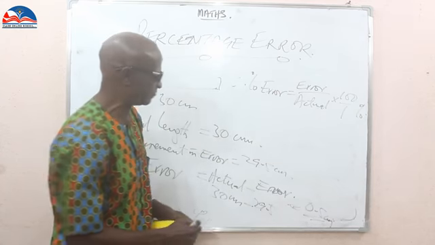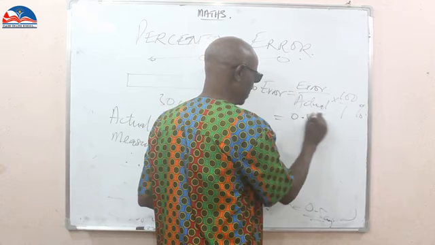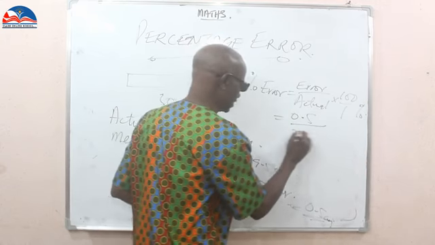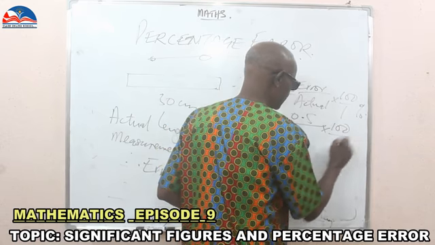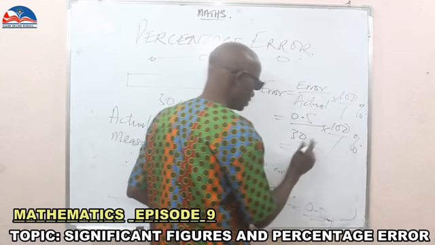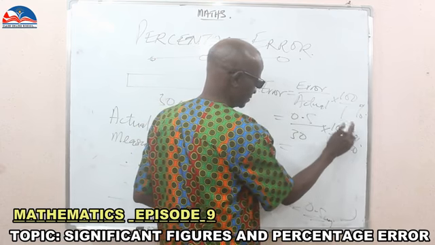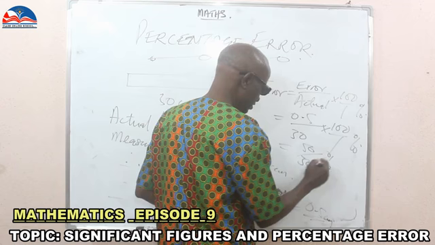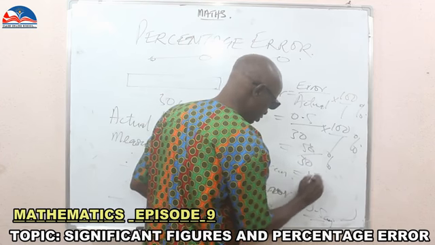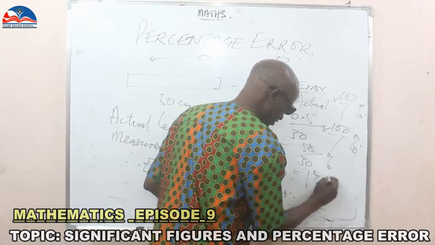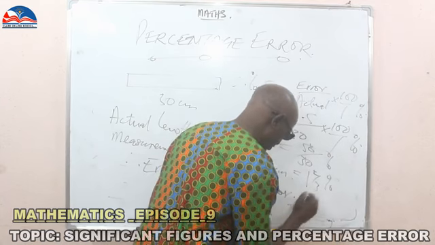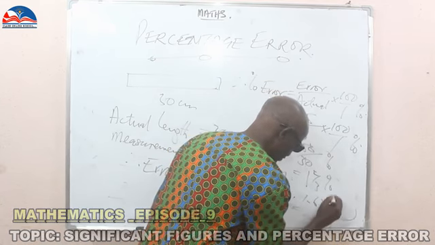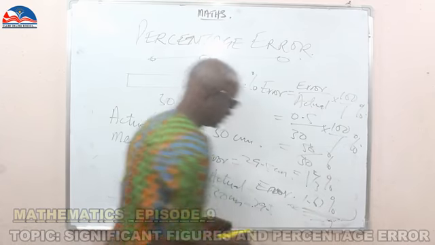For this particular case, the error is 0.5 over what ought to be, 30, times 100 over 1. This is 50 over 30, cancel, that is 1 and 2 over 3 percent, or 1.67%. And that is the percentage error.